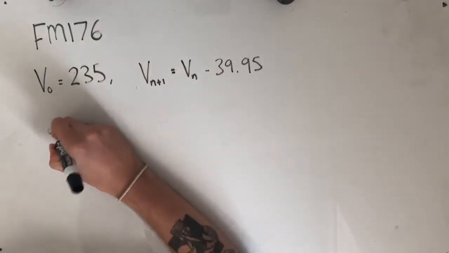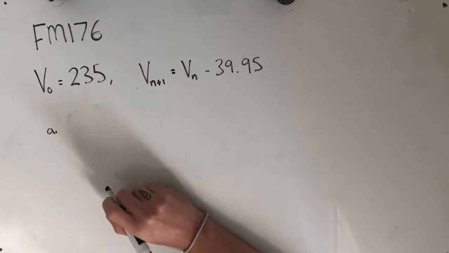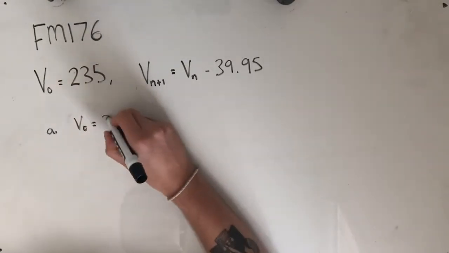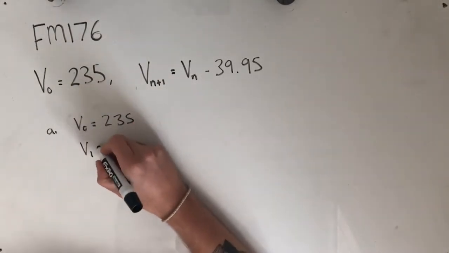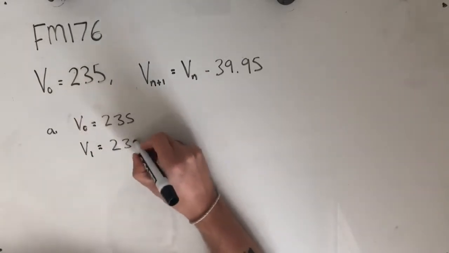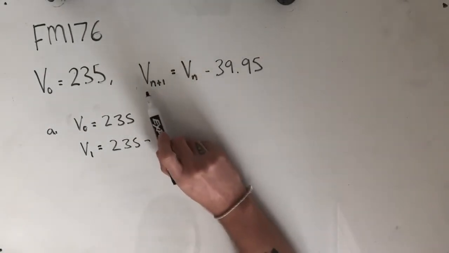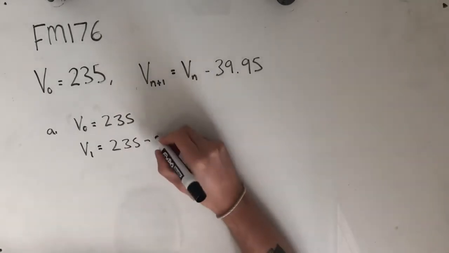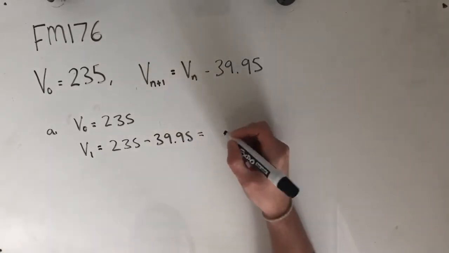So, question A says, recursion can be used to calculate the value of John's roller skates after 2 years. Complete the calculations below by writing the appropriate numbers in the boxes provided. So we're given that V0 is equal to 235, and then we're asked to fill in some values in between. So V1 equals 235 minus something. According to this relation up here, if we're trying to find V1, that's going to equal V0 minus 39.95. So of course we're going to plug in 39.95 here, and then we've also got to figure out what this value is.